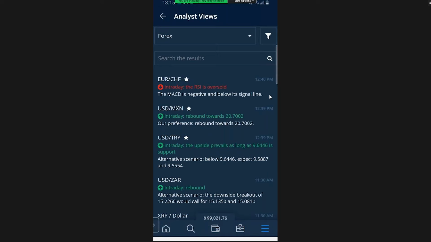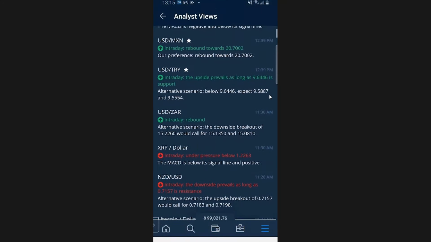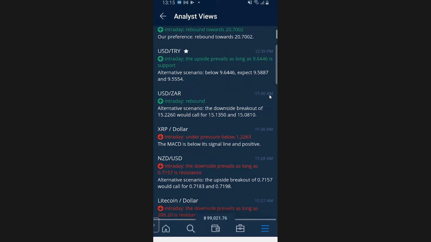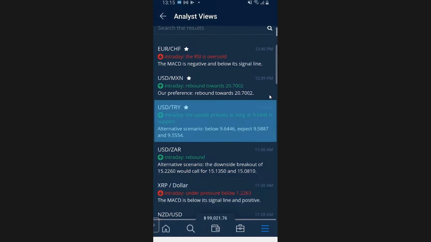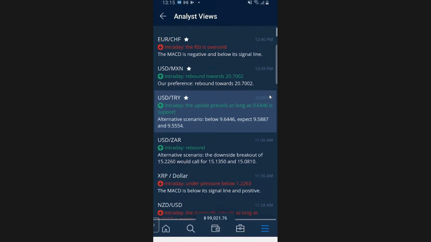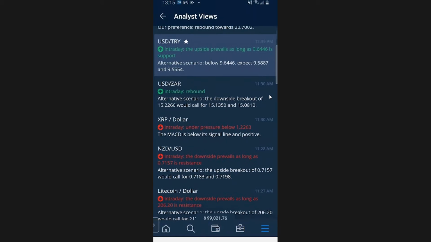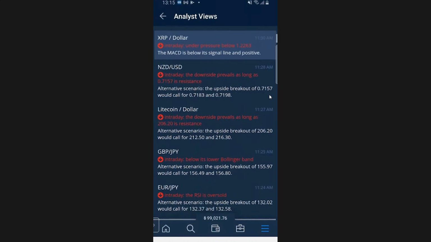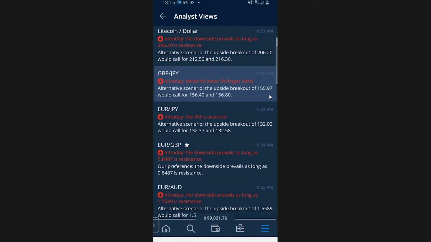I can scroll down on this and look for something that might relate to how I understand the fundamental news today. We're looking at USD, Mexican peso, Euro, Swiss franc, USD ZAR, and we saw that the US dollar was strengthening slightly today. The US dollar index, when we were looking, was strengthening. So we might be looking for something to do with the USD.